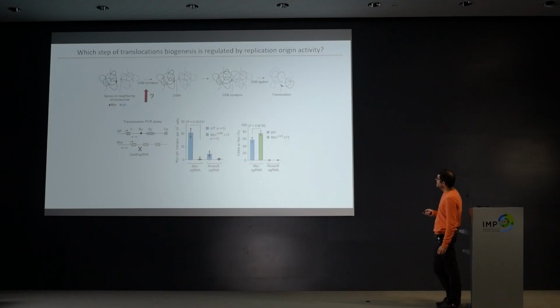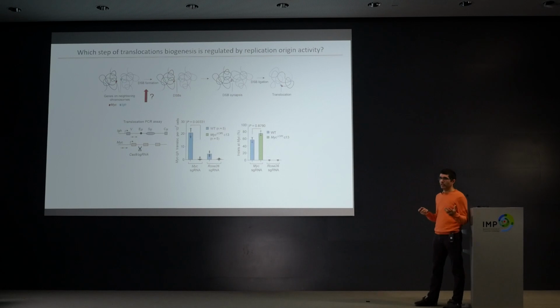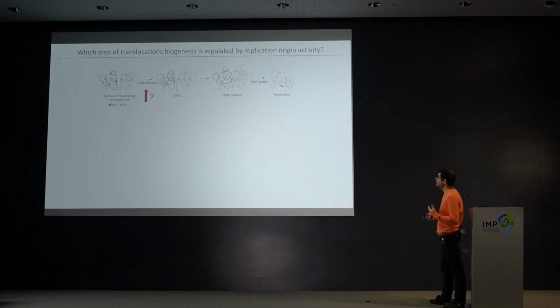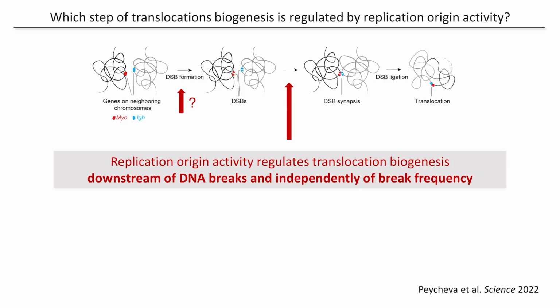And what this tells us is that the double-strand break that we came in with is many, many orders of magnitude greater than any physiological AID-induced double-strand break. And the fact that we still could not rescue the translocation told us that this defect in translocation biogenesis was downstream of double-strand breaks, but also independent of the break frequency. And so effectively, we could tell that the defect did not lie at the break formation step, but rather something downstream of DNA break formation and also independent of break frequency.